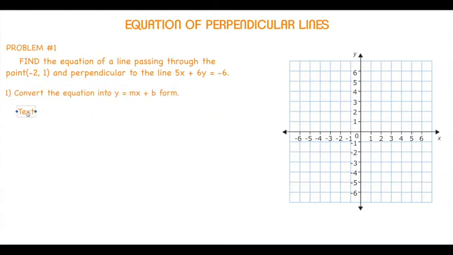So, let's write down the equation first. The equation is 5x plus 6y equals -6. The goal here is to get y on the left side and the others on the right side. Next, I'm going to subtract 5x from both sides, so the 5x on the left side cancels out and the right side gets a -5x.